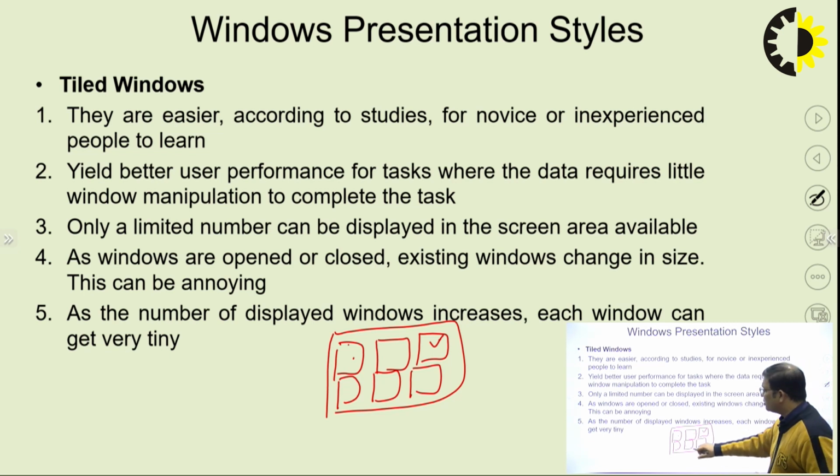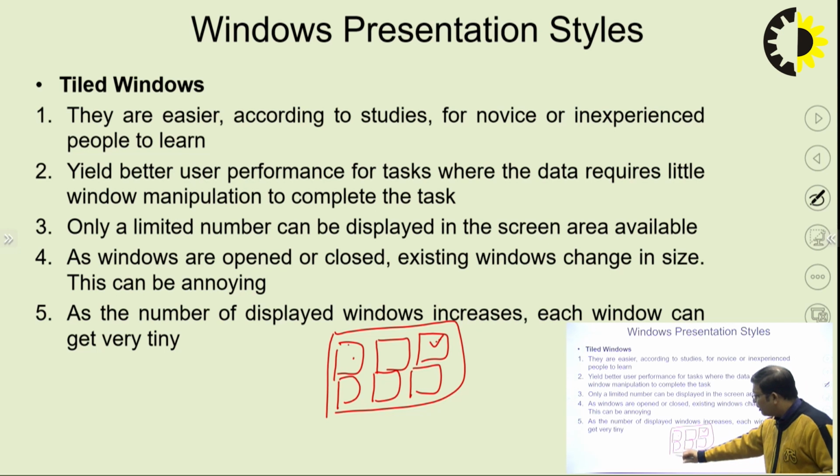So all windows are open to the user. The user can see the information available on other windows. So this can be a better option if and only if we are doing a task that will be done with the help of these other windows. So the other windows must be open at the time. At that time, this tiled window is very important. Only a limited number can be displayed in the screen area available.